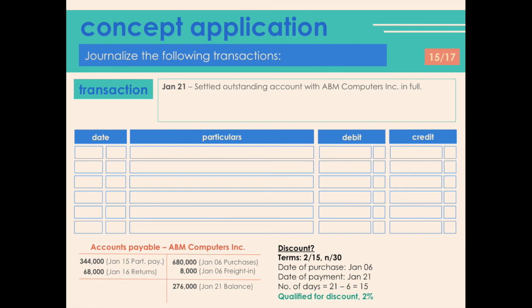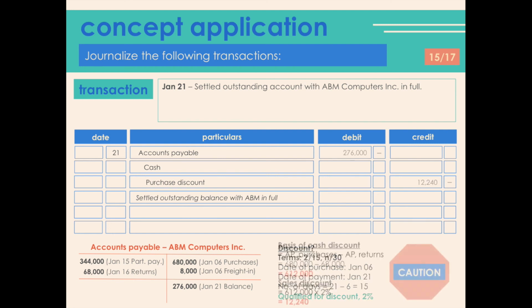Since this is a full settlement, we should check whether the company would be entitled to a cash discount. For this transaction, the terms are 2/15, net 30. Payment was made on January 21 or within 15 days from the date of purchase. This means that the company is entitled to a 2% discount. The entries therefore debit accounts payable, credit cash, and credit purchase discount.